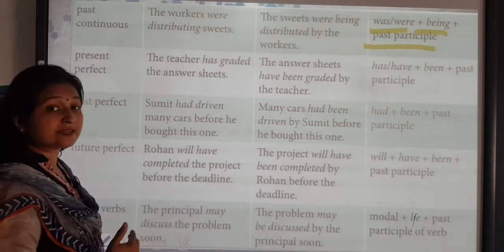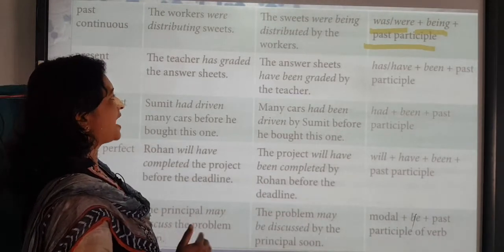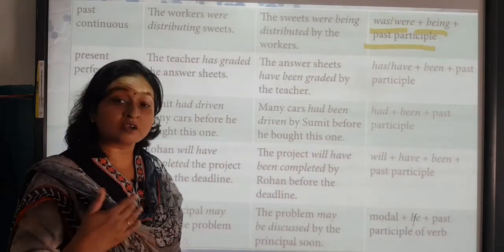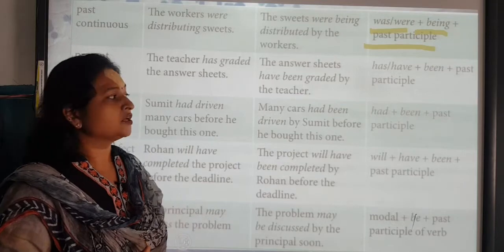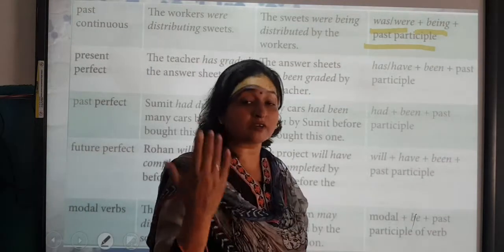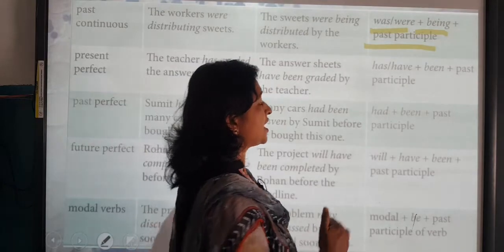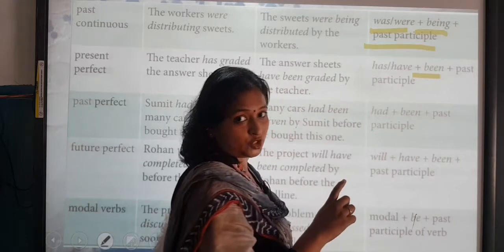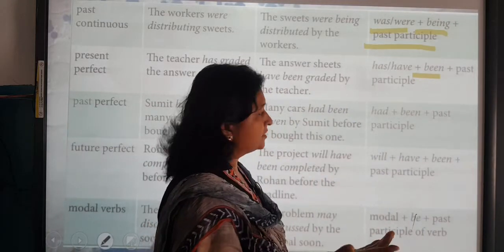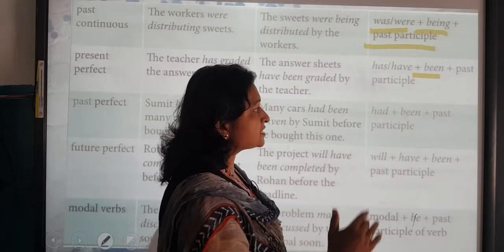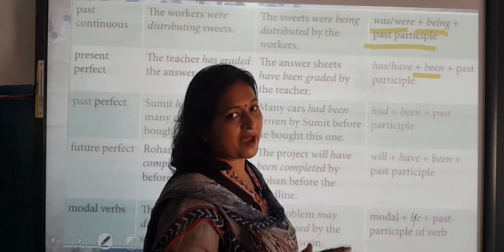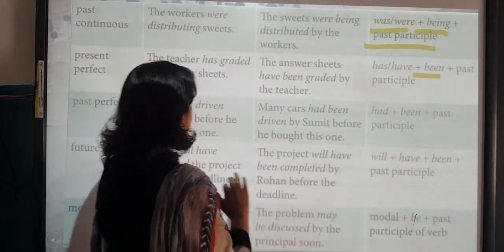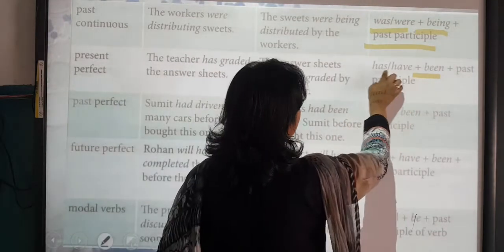Now next is present perfect tense. The teacher has graded the answer sheets. Now present perfect में already past participle होता है. Okay, so in that case क्या करेंगे? अभी past participle already present perfect का है तो वो हम दिखाएंगे being. जैसे continuous दिखाया था being, B-E-I-N-G, और perfect कैसे दिखाएंगे? Been. So this is has or have plus been plus past participle. तो passive का past participle भी हो गया और perfect का been भी लग गया. और present कैसे दिखाएंगे? has or have.